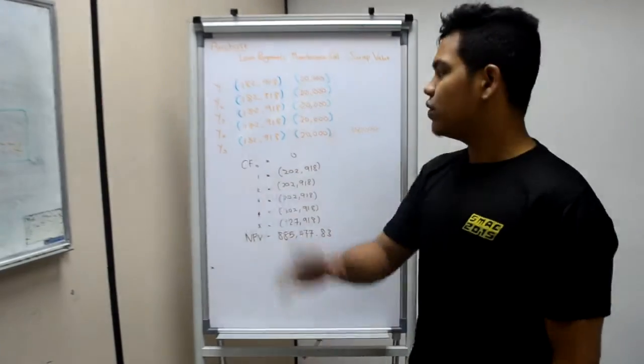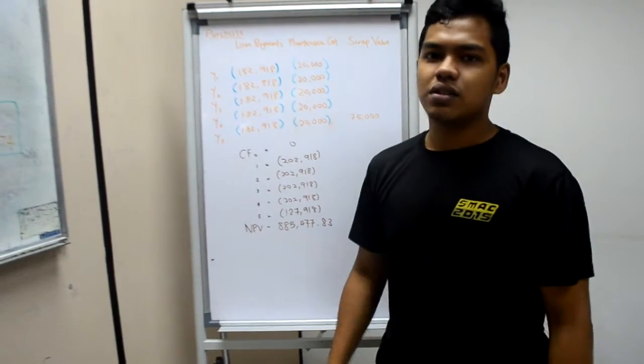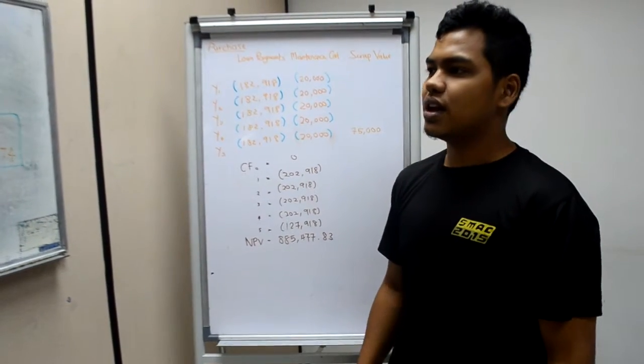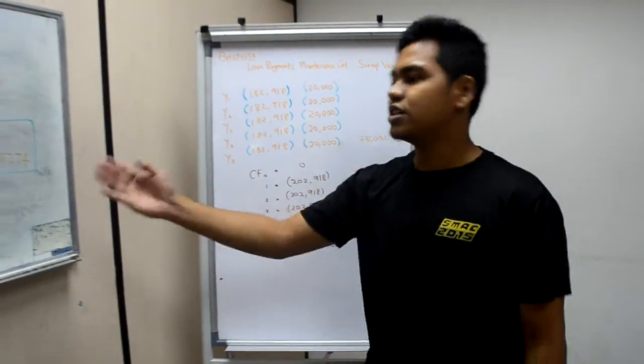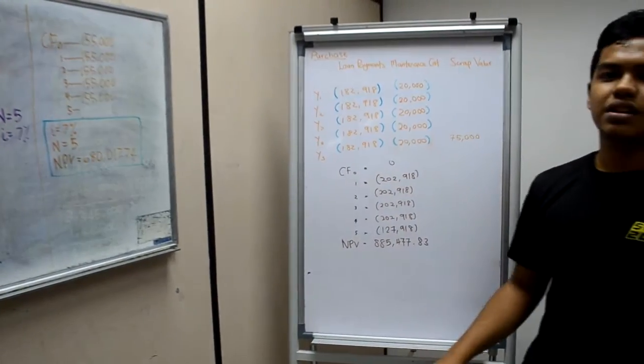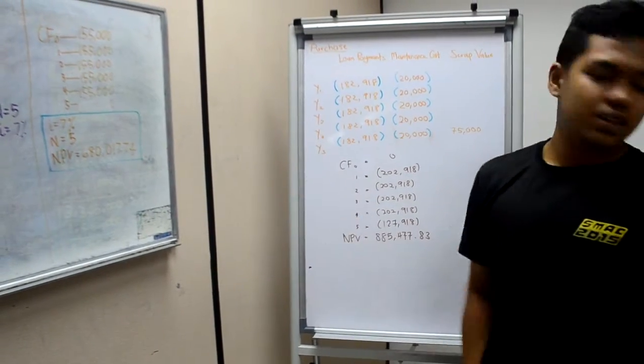Okay. Overall, for this question, for the lease and purchase, we can say that we should take the lease method because the NPV is lower than the purchase. That's how we estimate for this method.